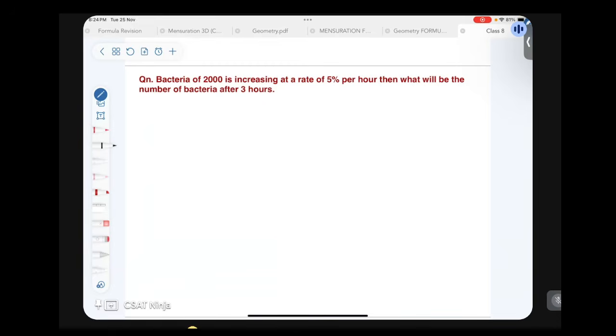The question says there is a bacteria count of 2000. It is increasing at a rate of 5%. You are asked to find the count after 3 hours. After 3 hours, see, every hour it is increasing at 5%. 5% increased, another 5% increased, and another 5% increase. Because we are talking about 3 hours, that means there is an increase of 15%.